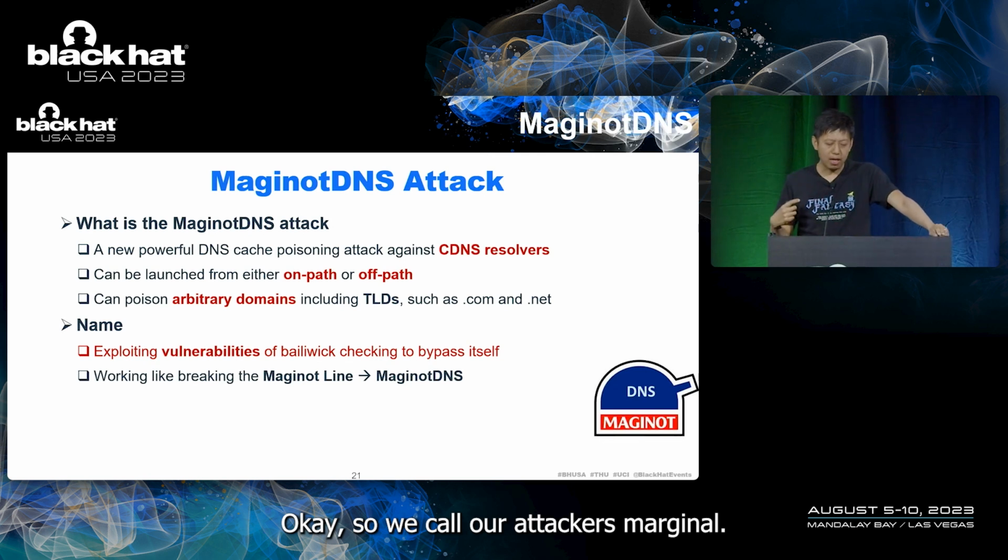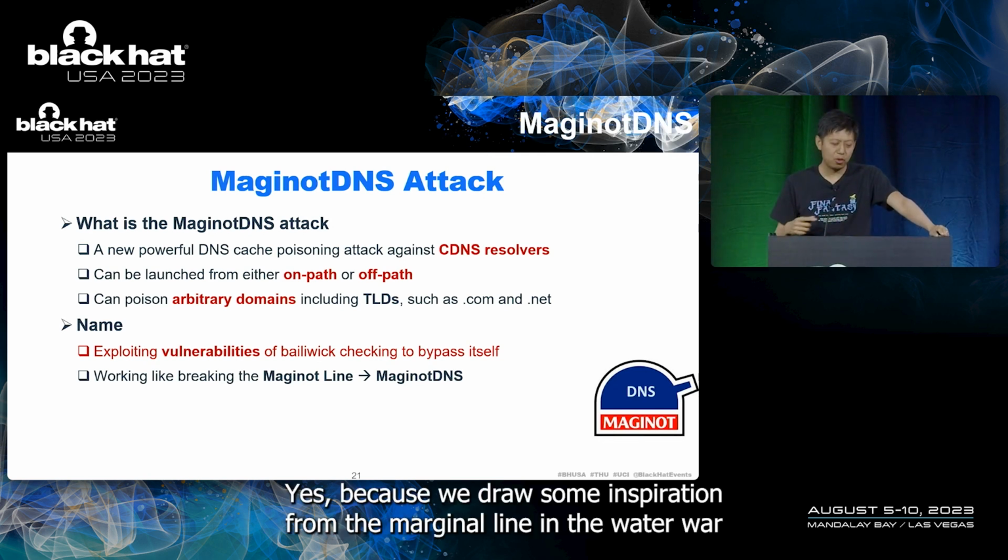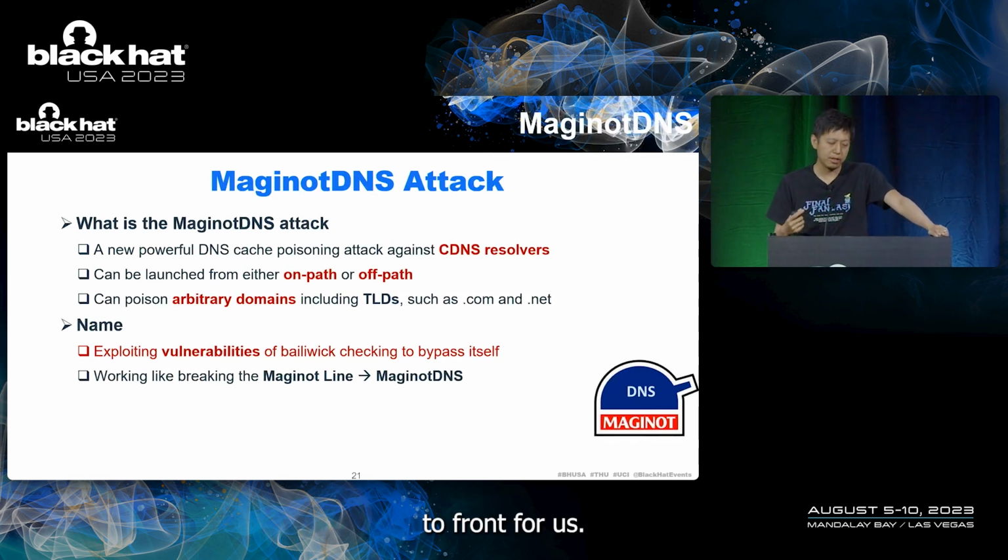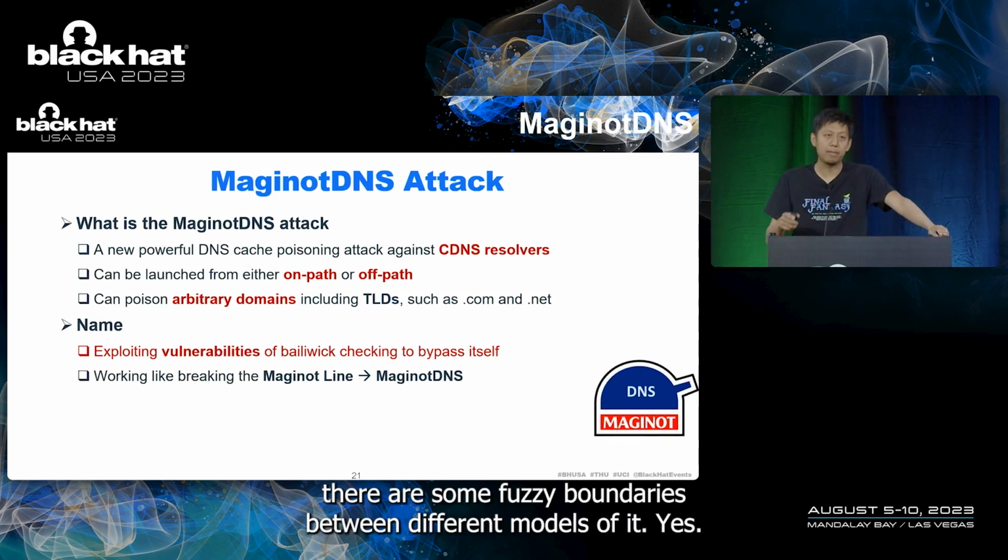Okay, so we call our attack MaginotDNS because we draw some inspiration from the Maginot Line in World War II France. And we found there are some fuzzy boundaries between different modes of DNS.